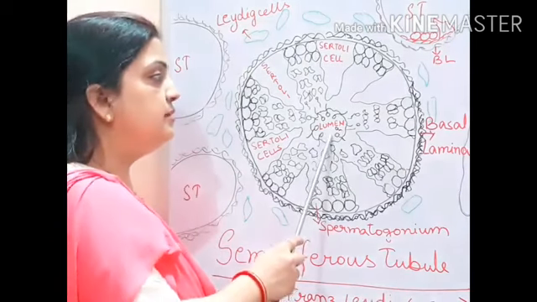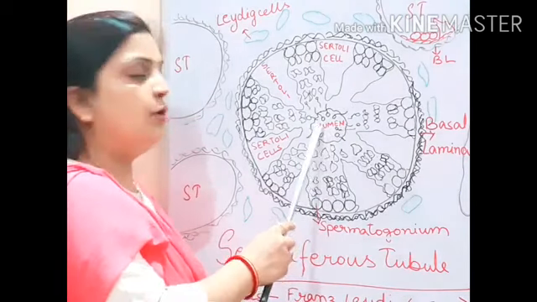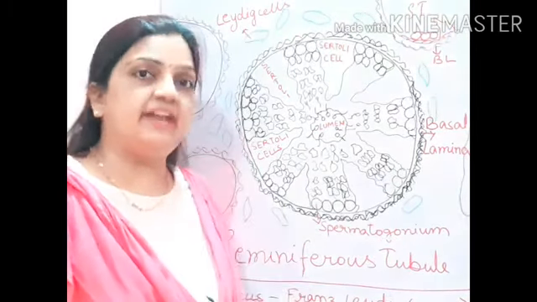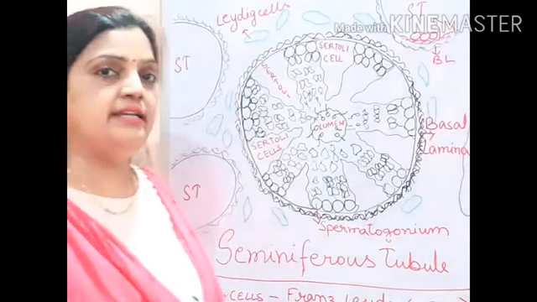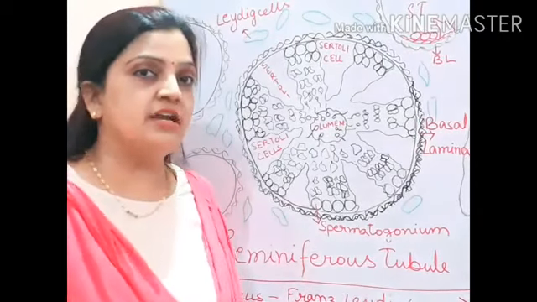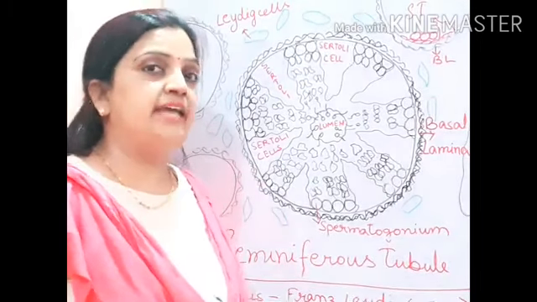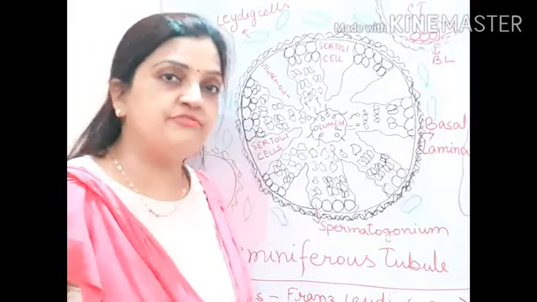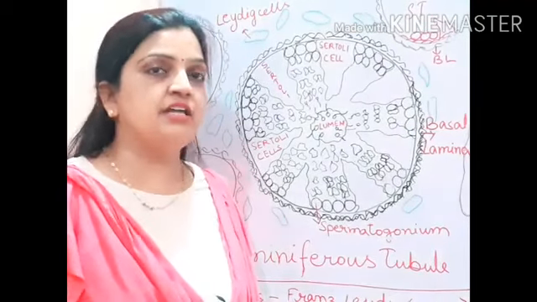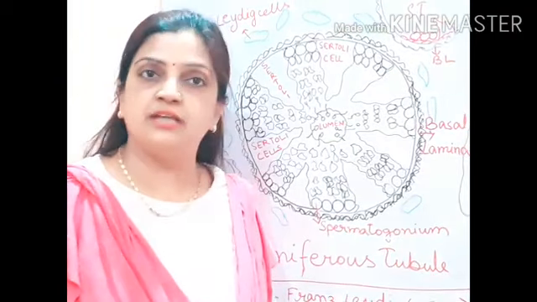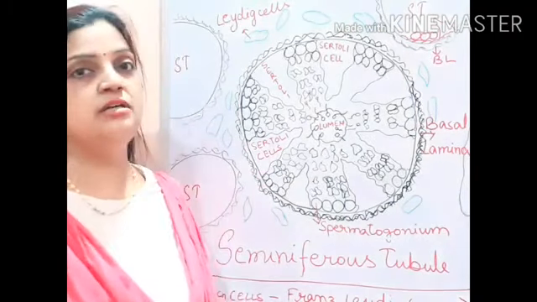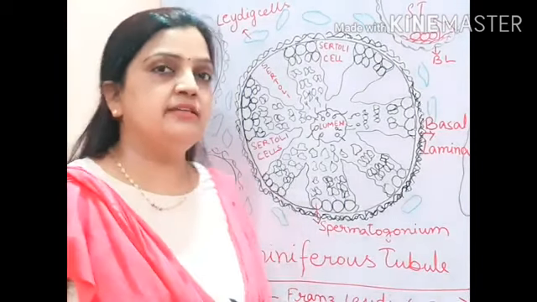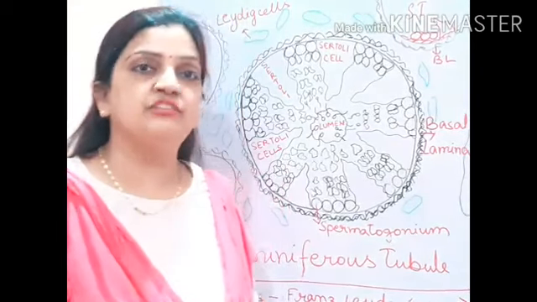Now from the lumen, the sperms will move to the tubuli recti, then to the rete testis, then from the rete testis to the vasa efferentia, then to the epididymis, from the epididymis to the vas deferens, and from the vas deferens to the urethra or urinogenital duct, and from there into the penis. So this was the pathway. In the last video we discussed the pathway of the sperm.